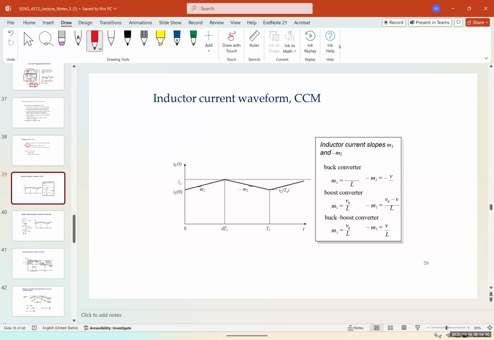So for the inductor current waveform in CCM, we have the following ripple current, and the inductor current slopes M1 and negative M2. For a buck converter, M1 is (VG - V) over L, and negative M2 is negative V over L. There's a small typo there. For a boost converter, M1 is going to be VG over L, and M2 is going to be (V - VG) over L. And for a buck-boost converter, it's going to be VG over L and V over L.